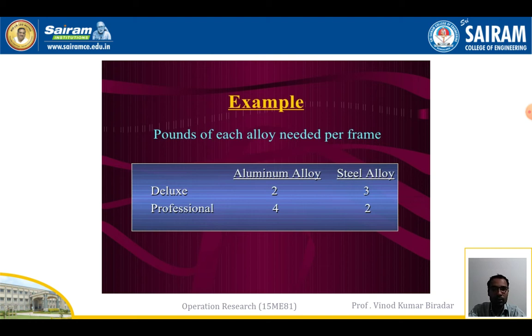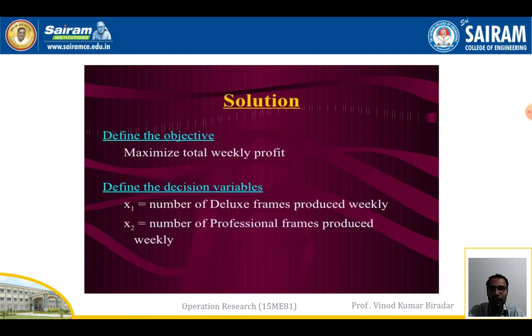Okay, so deluxe for aluminum is 2 and steel alloy is 3, and professional is 4, and so on. Write it in a systematic manner. This belongs to maximization. In the question they are asking for the maximum profit per week, so the main objective is maximizing total weekly profit. Now let us consider the decision variables: x1 is the number of deluxe frames produced weekly, and x2 is the number of professional frames produced weekly.